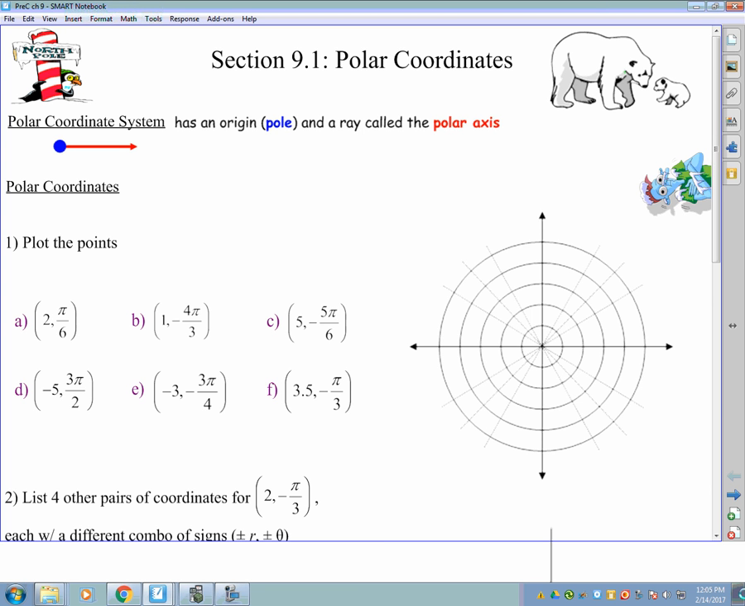Okay, so on the next one there, polar coordinates. Polar coordinates. They're of the form r comma theta. So please write that down. They're of the form r comma theta, where r is the radius or distance from the origin, and theta is the angle.